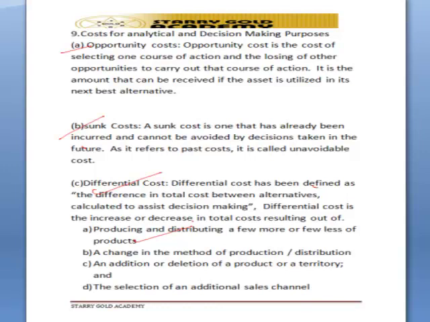Secondly, a change in the method of production and distribution. What effect will it have? What has changed? So the difference between when the previous method was being applied and the present method that is now being put in place, we want to look at it. Then the selection of an additional sales channel is also part of differential cost.